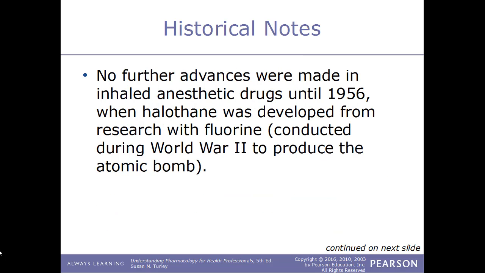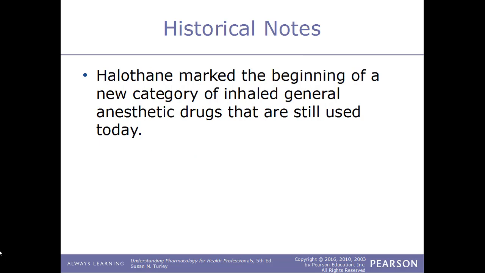So no further advances were made within inhaled anesthetic drugs until 1956, when halothane was developed from research with fluorine, and this research was conducted during World War II in an effort to produce the atomic bomb. Halothane marked the beginning of a new category of inhaled general anesthetic drugs that are still used today.